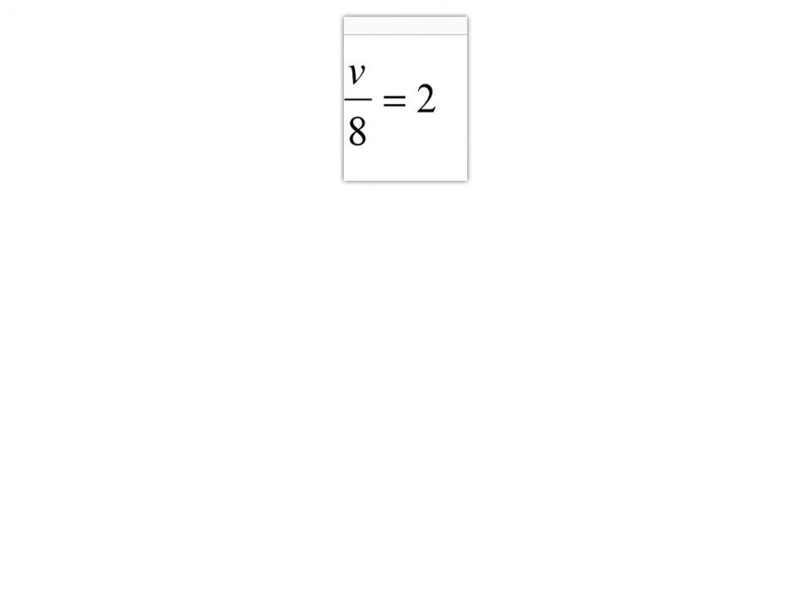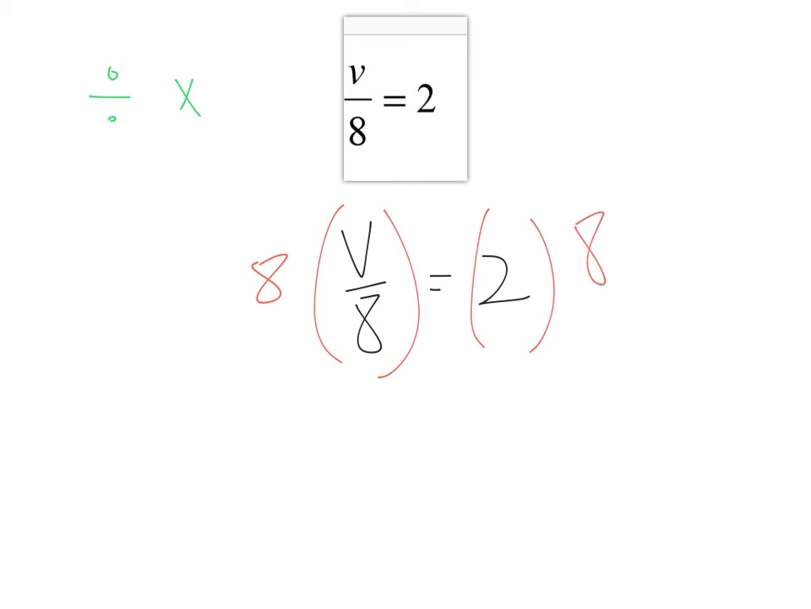In this example, we have v divided by 8. In order to undo division, we need to use multiplication. So we're going to multiply both sides by the number that we need to get rid of, the 8 that's bothering the v. So v divided by 8, so we're going to multiply both sides by 8. When I do that, this 8 divided by this 8 is 1, and I'm left with just v, so 1v. And then 2 times 8 is 16.